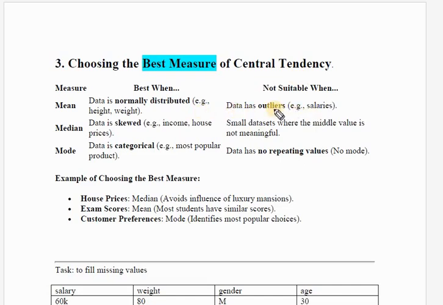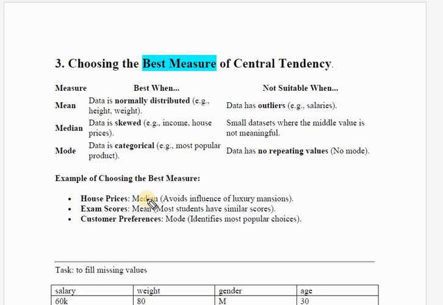When the mean is not suitable: if there is an outlier, then we should not apply the mean. For small data sets where the middle value is not meaningful, we will not go for the median. When there is no repeating of values, we should not apply the mode, as there is no meaning in applying it. To see real examples: for house prices, we go for the median so that we can avoid the influence of luxurious mansions, because these rates are very high. Our calculation of average house prices will become wrong if we consider outliers, so we go for the median, which is not affected by outliers.